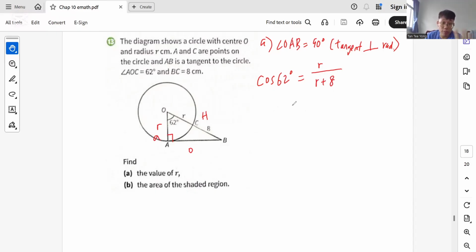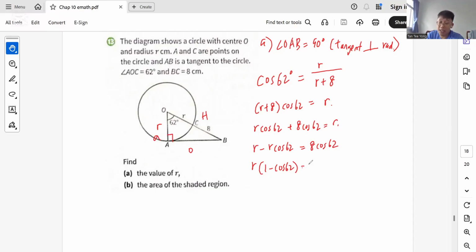Okay, so let's just do a bit of manipulation and then we will be able to find out what our R is. So R plus 8 times cosine 62 equals R. So let's expand this. R cosine 62 plus 8 cosine 62 equals R. So R minus R cosine 62 degrees equals 8 cosine 62. So factorize our R: R times 1 minus cosine 62 equals 8 cosine 62. So R equals 8 cosine 62 over 1 minus cosine 62. Okay, which will give me, let's see.